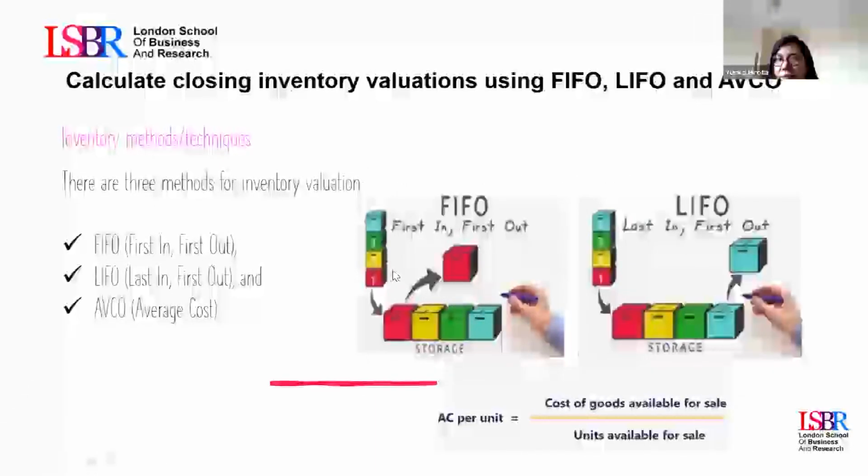And we have three types of inventory methods or techniques. One is FIFO, the other is LIFO, and the other is average cost. Depending on the sector, depending on the industry of the company, we are going to use one of them.